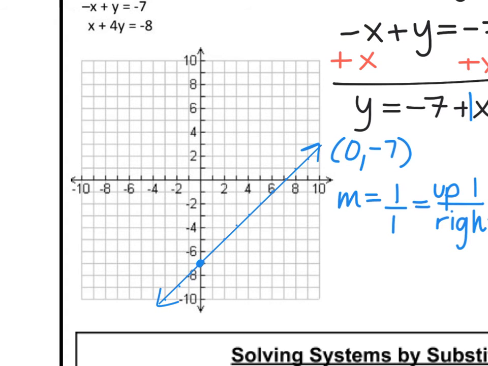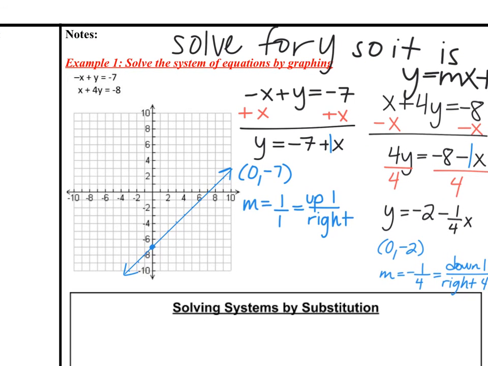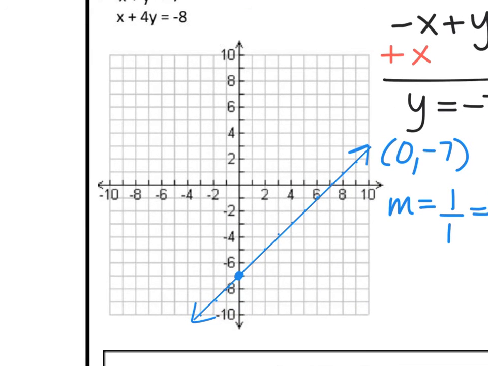Okay, that's your first line. You need to graph the second one as well, which starts at -2 on the y-axis and goes down 1, right 1. -2 on the y-axis is right here. Some of us are trying to graph it on the x-axis. Stop it. It goes on the y-axis. That's where your y-intercept goes. Down 1, right 4. This should be nice and negative. Oh, that was not quite accurate.